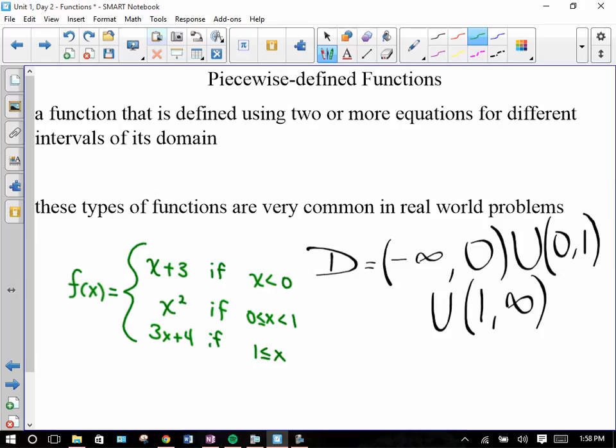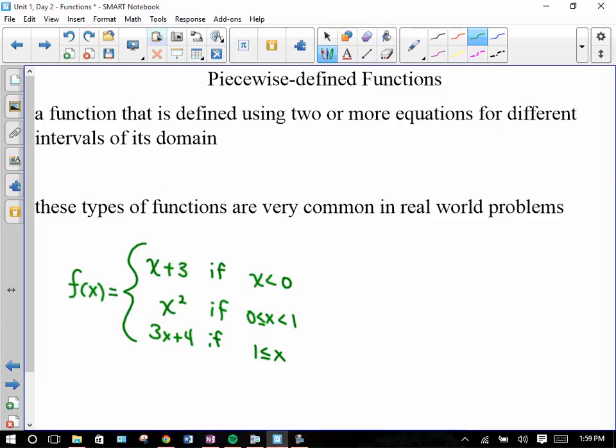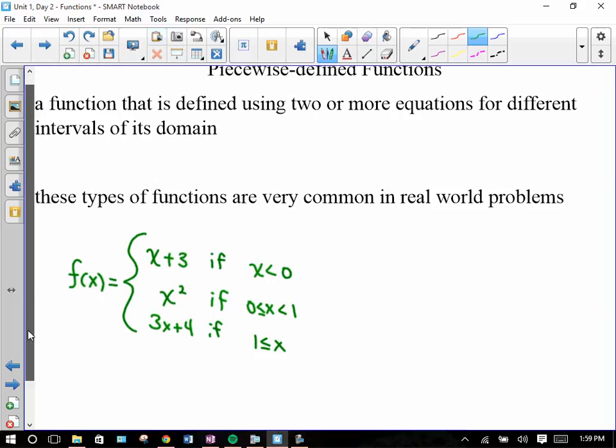So again, this domain right here, I threw that in solely so I can make up something, so I can have something to work with. So that's really not necessary to the example. That's what a typical piecewise function will look like.